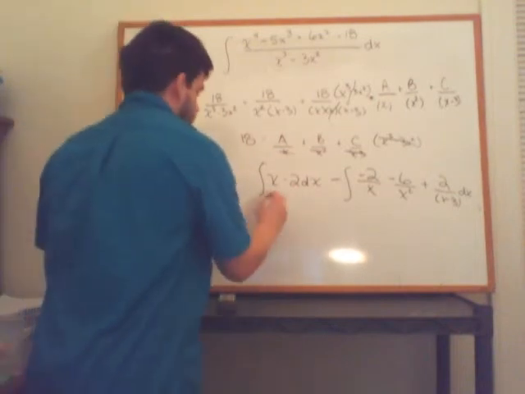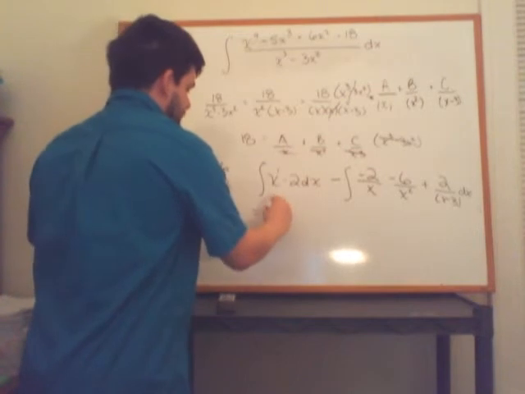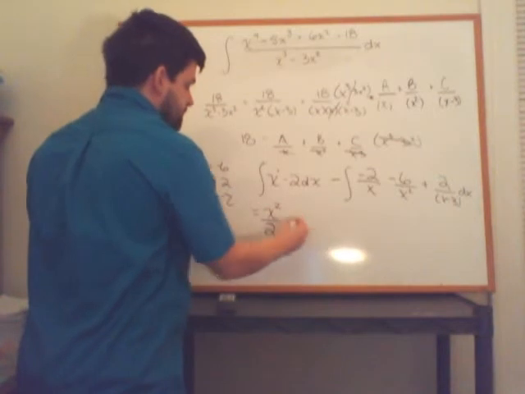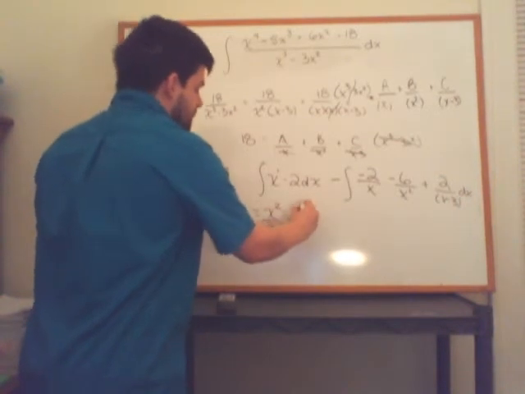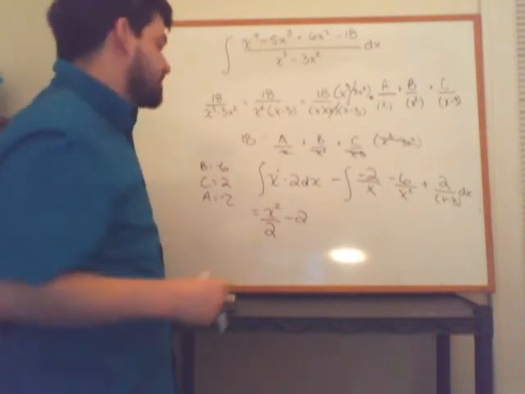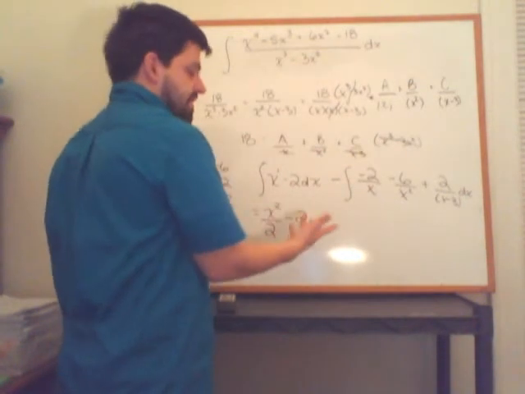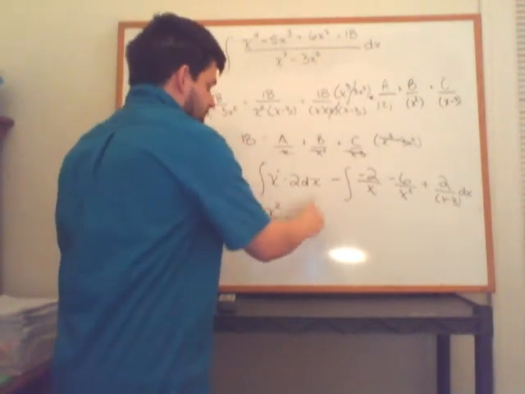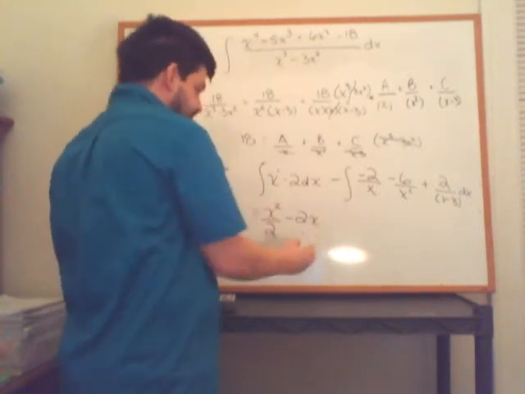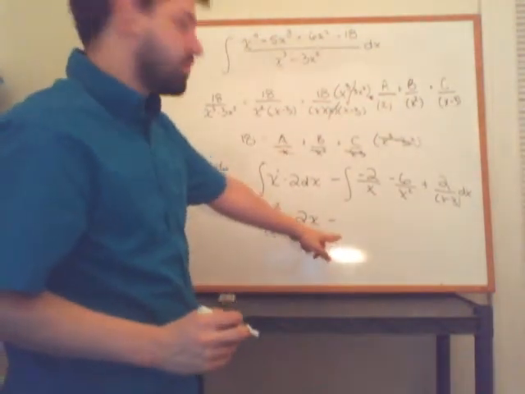So this is going to be equal to x to the first, raise the power up by 1, you get x squared, divide by the new power, so that's x squared over 2, minus the integral of any constant is going to be its linear expression, which is like negative 2 times x to the 0, because x to the 0 is just 1. So raise the power up, you get x to the first over 1, minus, please keep that in mind, it's very important.